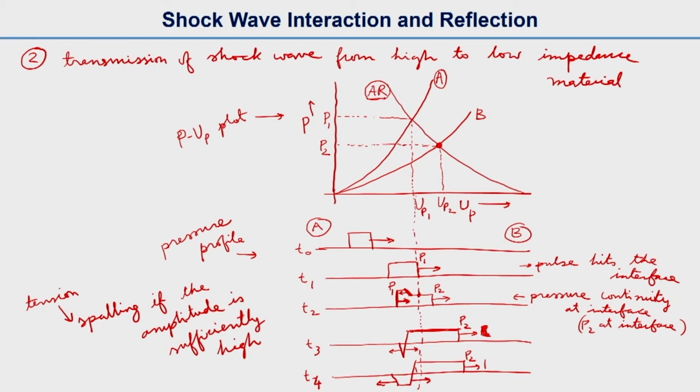So that we can see now. What happened in this second case? In the first case we did not see a tension behavior or spalling kind of behavior. In this case, what happened? The shock wave was transmitted from a higher impedance material, A, to a lower impedance material, B. It shows that when the release wave from the interface interacts with the release wave of the primary wave, they can form a tensile wave, and if it has sufficiently high amplitude, it can cause spalling, and that means it can lead to failure.